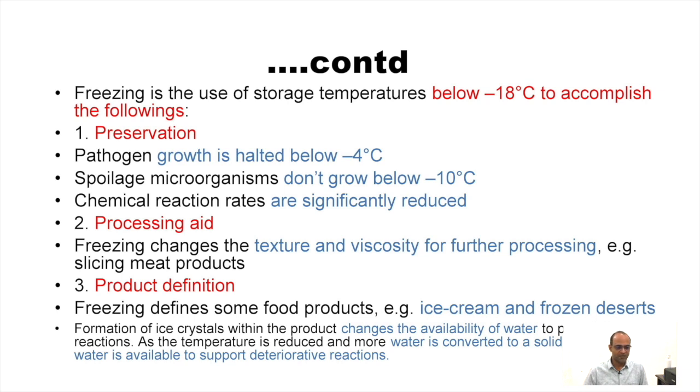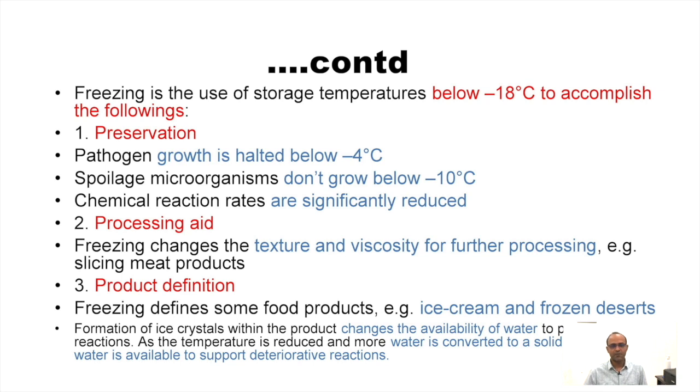Now, for example, some processing requirements are there. If you want to slice a meat product, the texture and desired viscosity are required for ensuring the processing. This can be achieved by freezing. For certain products, for example ice cream and frozen desserts, they are categorized as frozen products. So there is a product requirement or product definition which requires freezing.